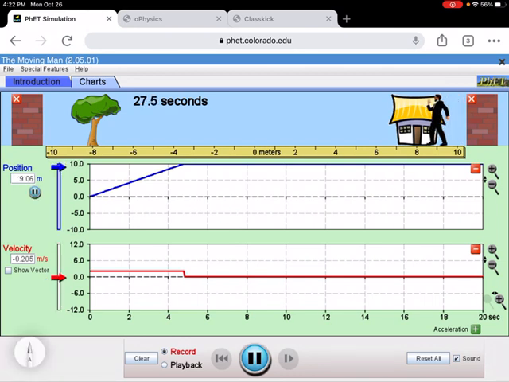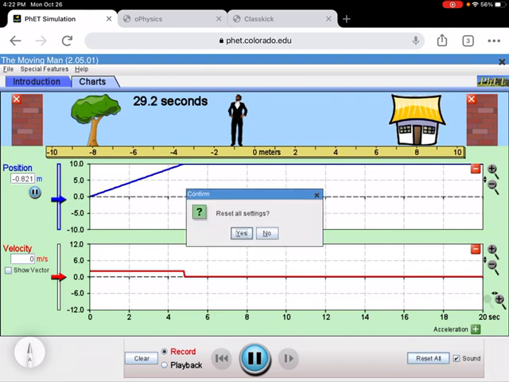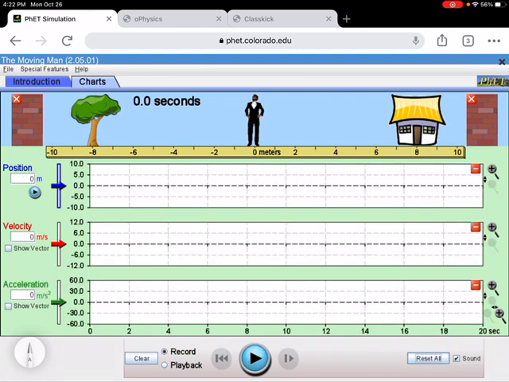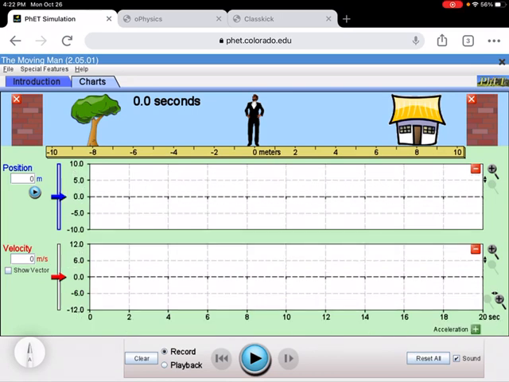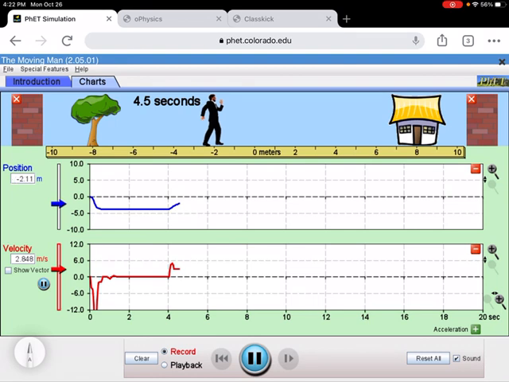I'm going to move this guy back. See if I can get him back to 0. Actually, I should probably just hit reset. I'll hit reset. There we go. Okay, and I'm going to get rid of the acceleration graph for now. Okay, so this time to make things a little more interesting, I'm going to start him at -4. And then I'm going to have him walk at a speed of 3 meters per second.